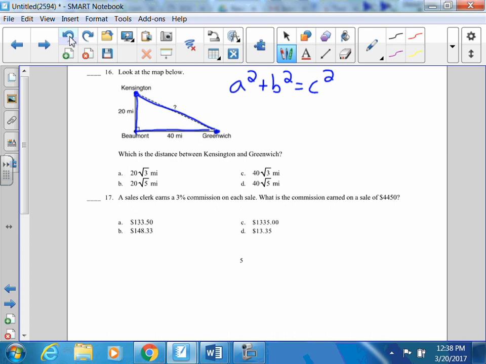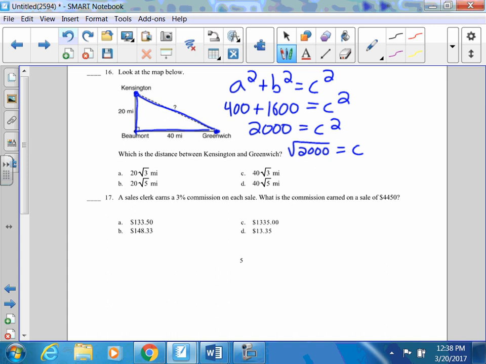So A can be 20. So 20 squared, you've got to take 20 times 20. You can do that in your calculator and you get 400, plus 40 times 40, which is 1600, and that equals C squared. Now we have to solve for C. So 400 plus 1600 is 2000, and that equals C squared. And then we have to do the square root. So it would be the square root of 2000 equals C.